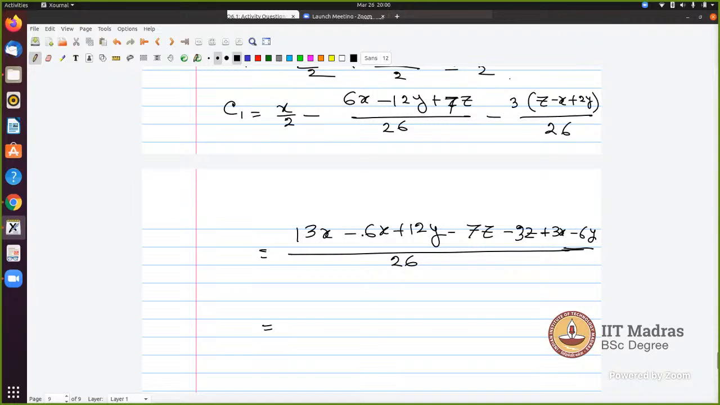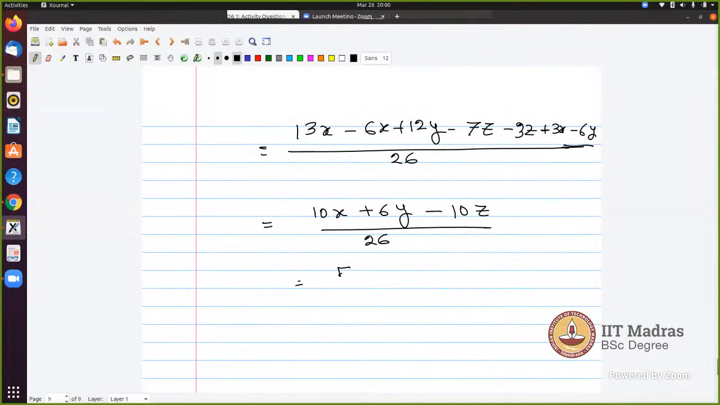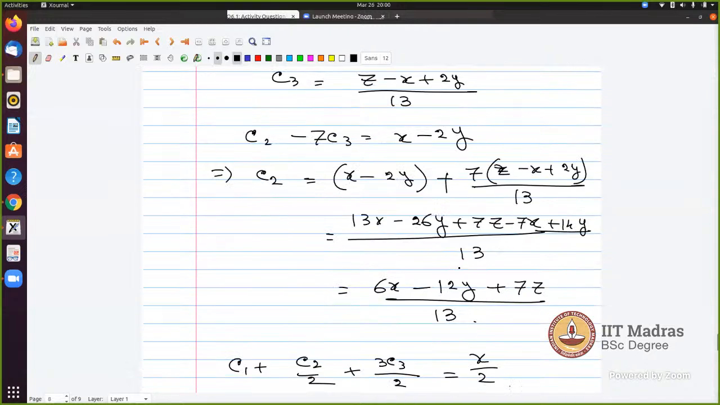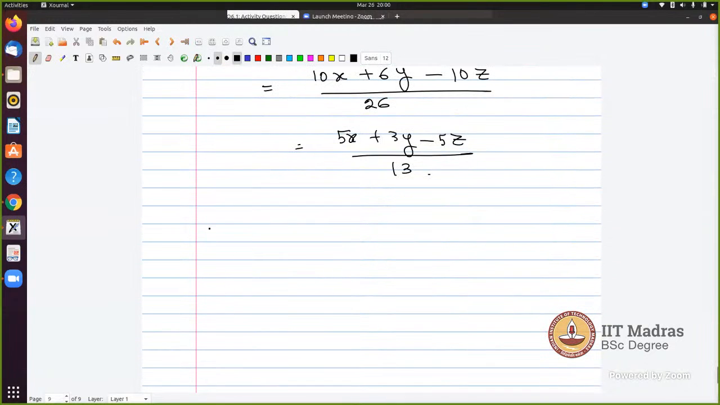Okay. So what I am getting? This is 10x, right? And y is 6y and minus 10z by 26. And that means (5x plus 3y minus 5z) by 13. Okay, so we got C1, C2 and C3, correct? Yes. So I can write x, y, z.